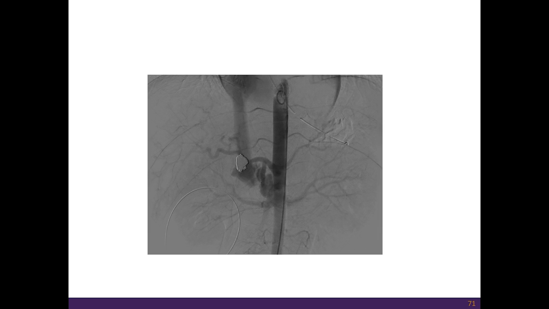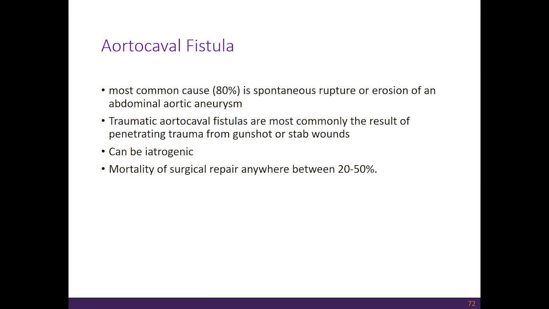He went on to get an angiogram and to have this fistula repaired. The most common cause for these aortocaval fistulas is spontaneous rupture or erosion of an abdominal aortic aneurysm. It's not going to be traumatic. They're usually associated with a high level of morbidity and mortality. They can be iatrogenic. So when it comes to penetrating trauma, it's more likely we're looking for the weird and the things that may have been missed a lot of times, and that's what we get asked to look at.